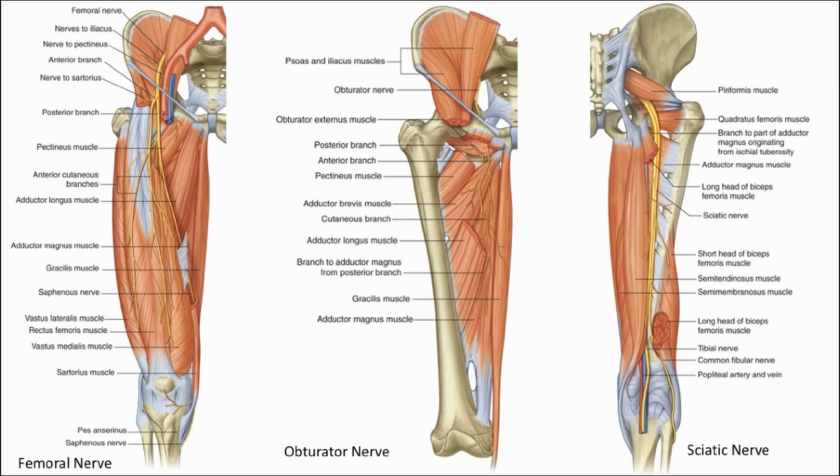And remember, it follows the brim of the bowl of the pelvis and then goes through the obturator canal and supplies most of the adductor muscles and the skin on the medial aspect of the thigh. As the obturator nerve enters the thigh, it divides into two branches, right? It has the anterior branch and the posterior branch, which are separated by the adductor brevis muscle.